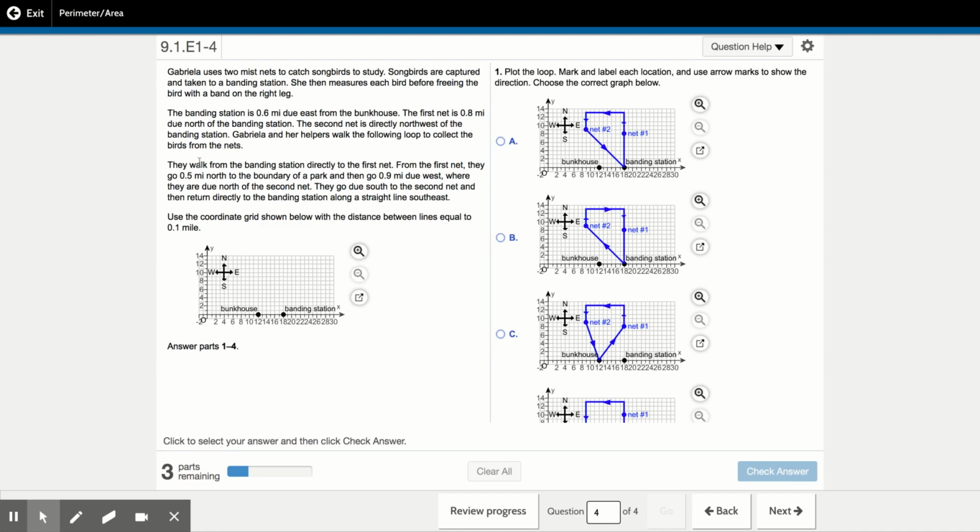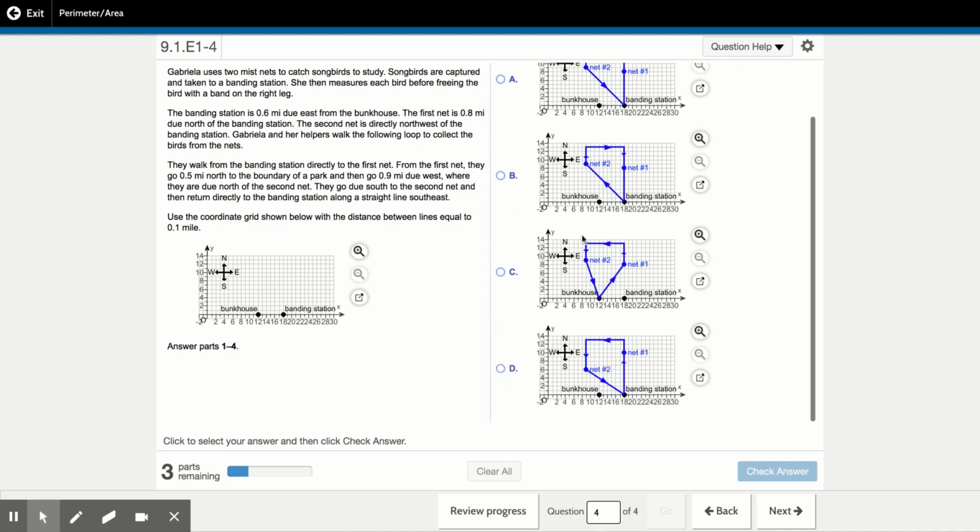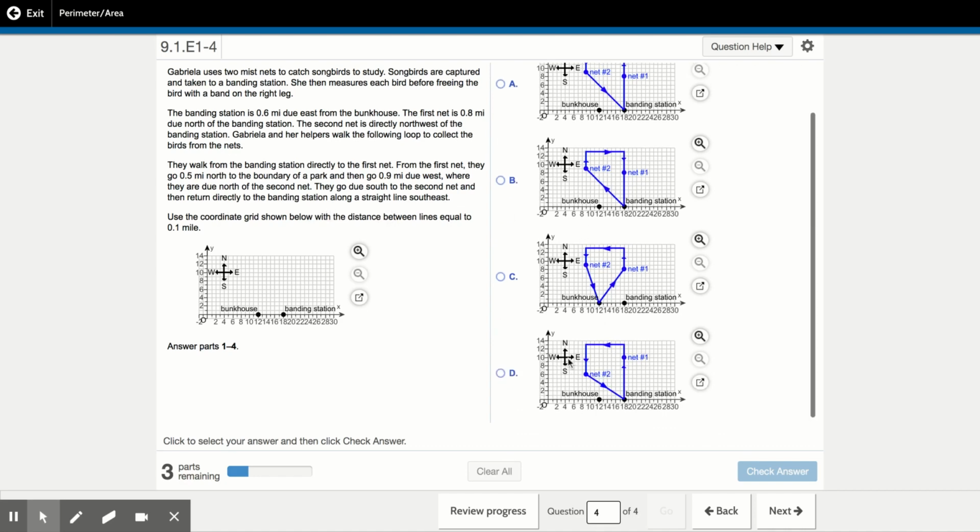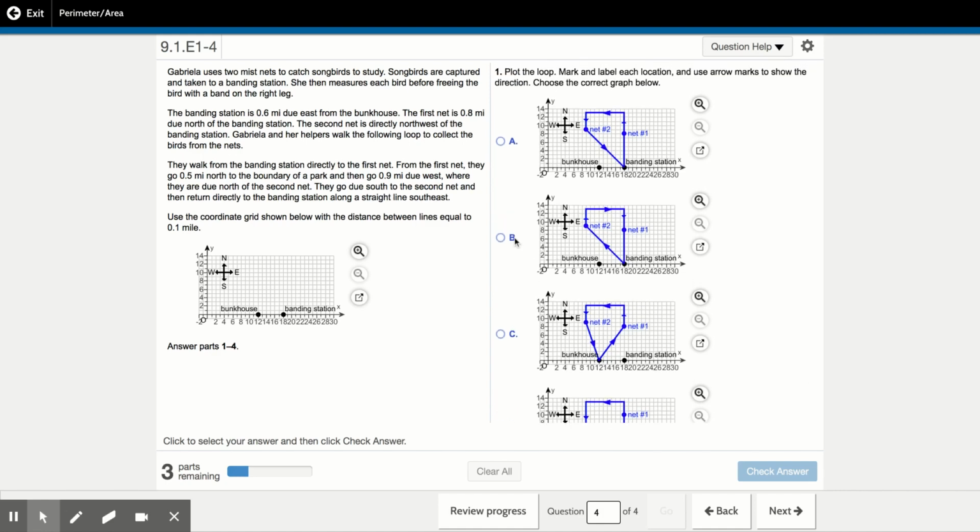And again, we walk from the banding station, and then they return directly to the banding station. So we never approach the bunkhouse. We go from banding station to banding station. Now, every line on this grid is 0.1 miles. From the first net, they go 0.5 miles north to the boundary of a park, then go 0.9 miles due west.